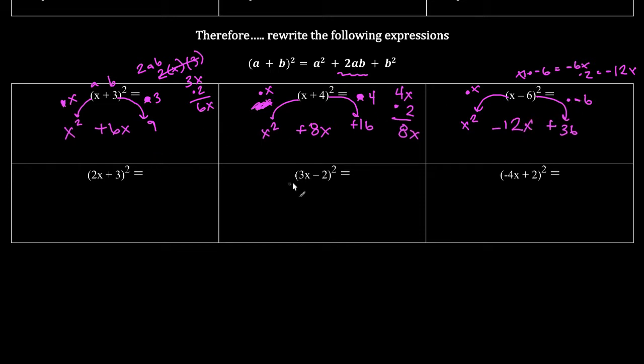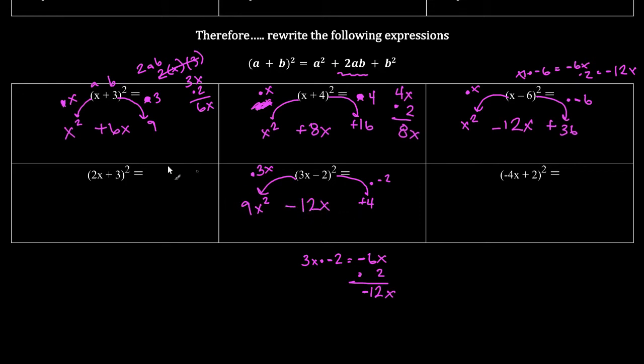Try it again. Let's do this minus one right here. 3x times 3x. 3 times 3 is 9. X times x is x squared. Negative 2 times negative 2 is positive 4. All right, let's try to multiply these. 3x times negative 2. 3 times negative 2 is negative 6x. Remember, we're going to have 2 of these. So we get negative 12x, minus 12x.